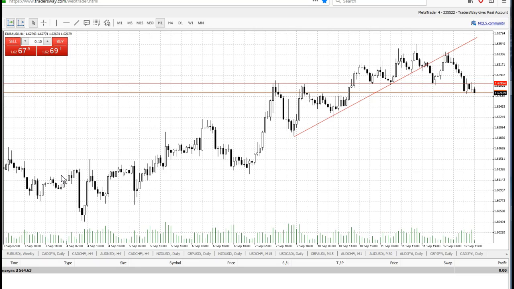We're looking at the Euro Australian today. We're going to talk about support and resistance. We are on the hourly chart. Every candlestick is 1 hour.